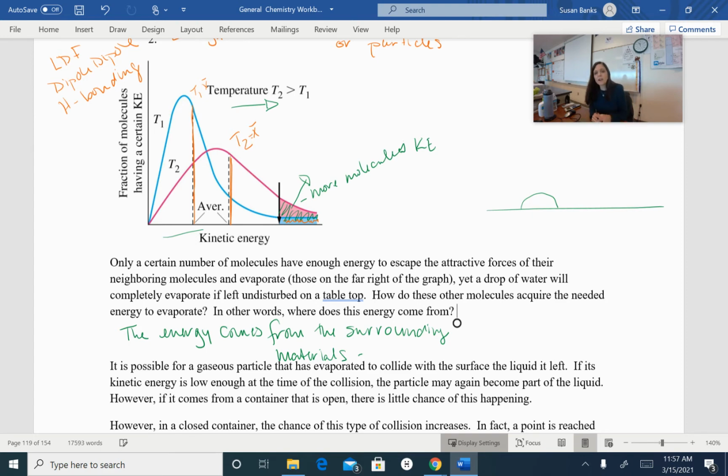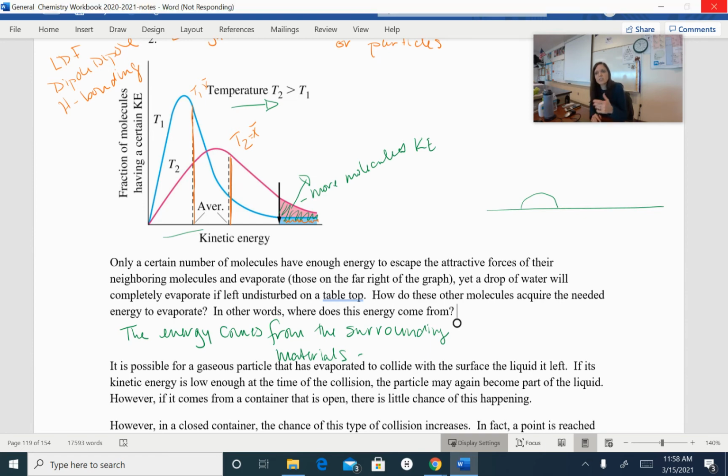That's why if you've ever touched a table right after it's been wiped off with a wet rag, that table's going to feel cold, because for the water from a wet rag to evaporate off the table, it took the energy from the table to do that. So the table is now cold because the energy comes from the surrounding materials.